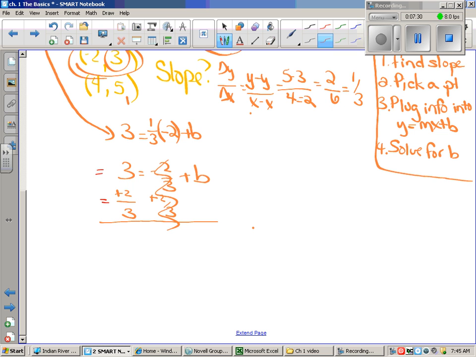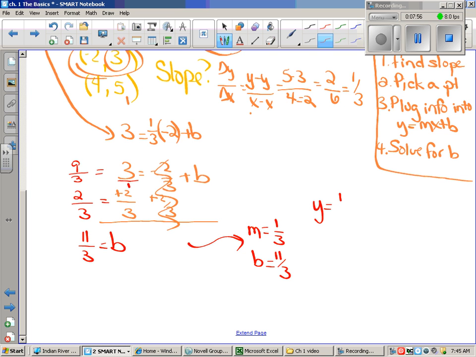Fractions are your friends. Okay, if 3 is going to be my denominator, then to make this a 3 in the bottom, I'd have to multiply by 3. So that's 9/3. And we added it, so this becomes 11/3 is your b. So now, when I write that equation, I know the slope is 1/3. I know the y-intercept is 11/3. So my equation is y equals 1/3 x plus 11/3.